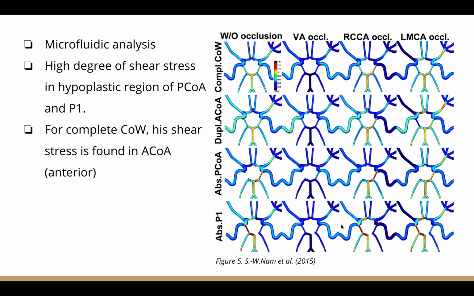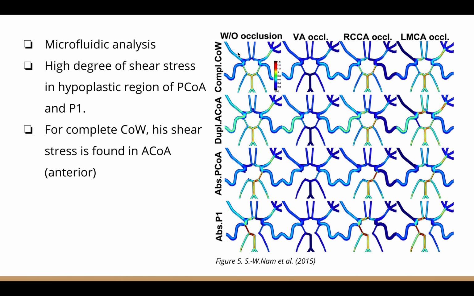The last study uses a microfluidic analysis system to determine the flow dynamic data and create a numerical simulation for the analysis of wall shear stress and further analyze the different variations of the circle of Willis. The figure on the right here shows one of the many configurations of the circle of Willis that was tested, including the complete circle of Willis, various points of occlusion, and different combinations of absent arteries.